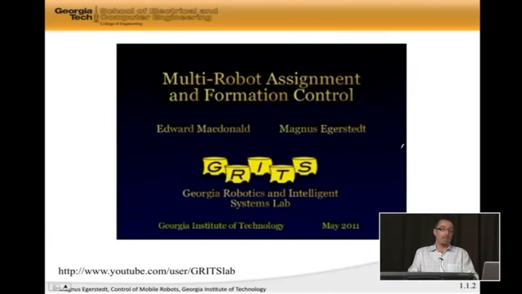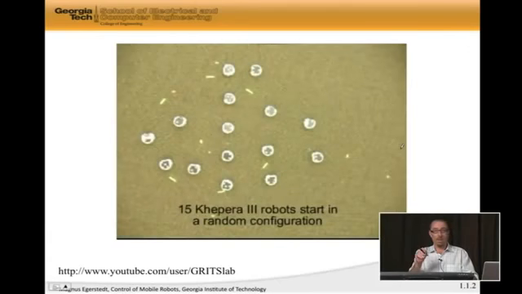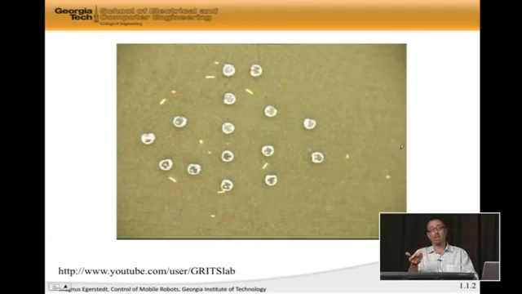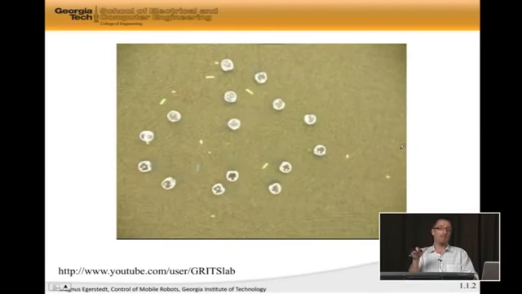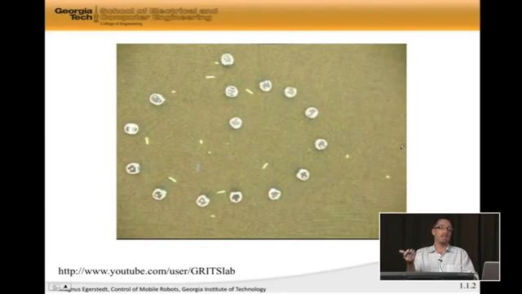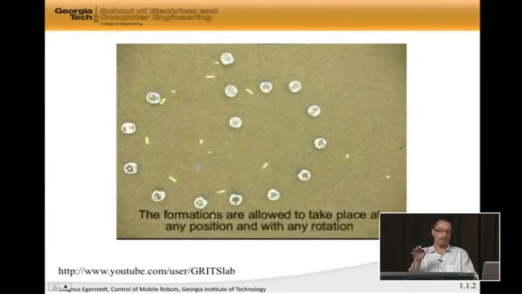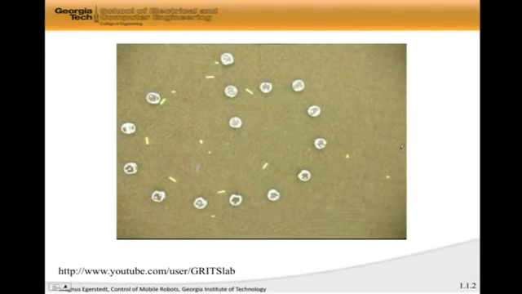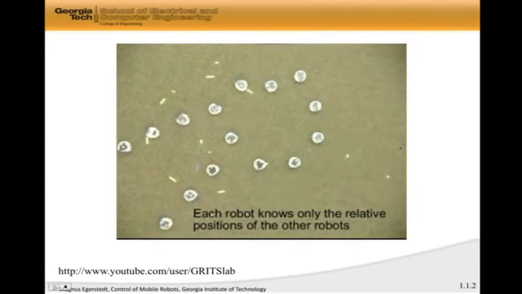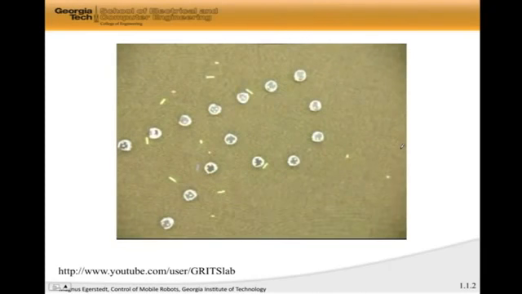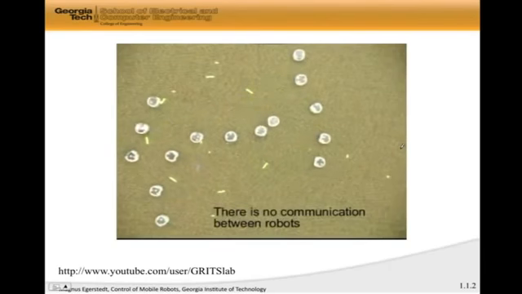So here is actually an example of what I do, and the reason why I'm showing this video is because a lot of the things we're going to learn in the class are present here. So you have, in this case, 15 mobile robots on the ground, and they have to together solve some kind of coordinated control problem. In this case, what they have to do is they have to spell GRITS, because I'm the director of the GRITS lab, which stands for the Georgia Robotics and Intelligent Systems Lab. And as you can see down on the left, there is a link to a lot of our videos that you can find on YouTube.